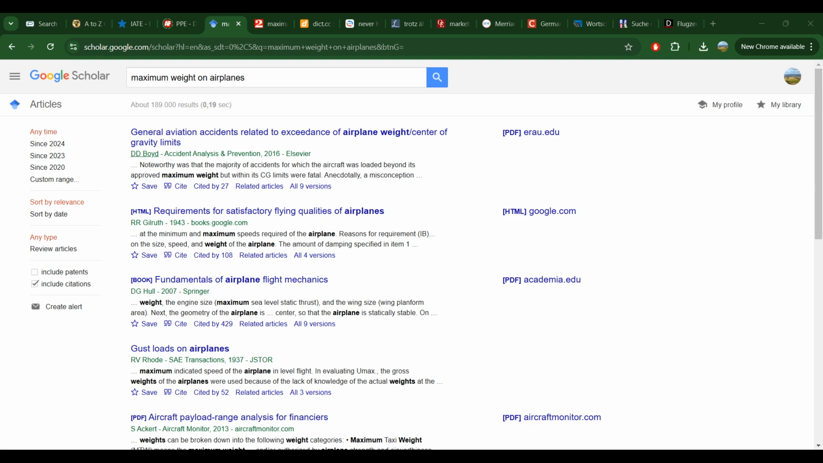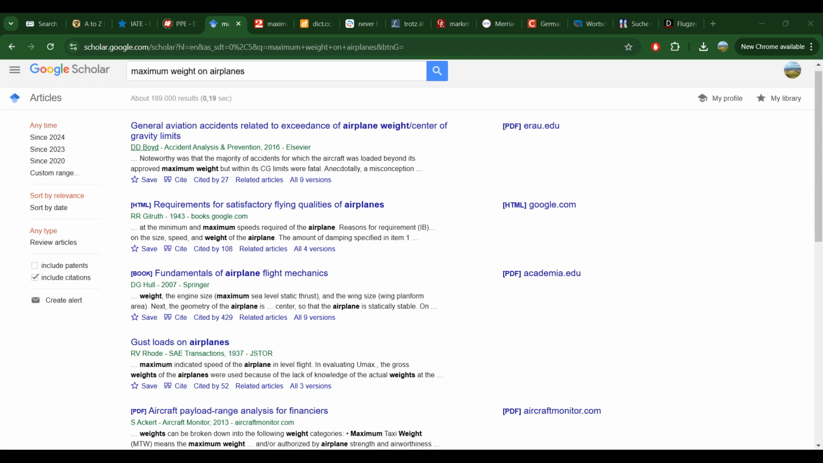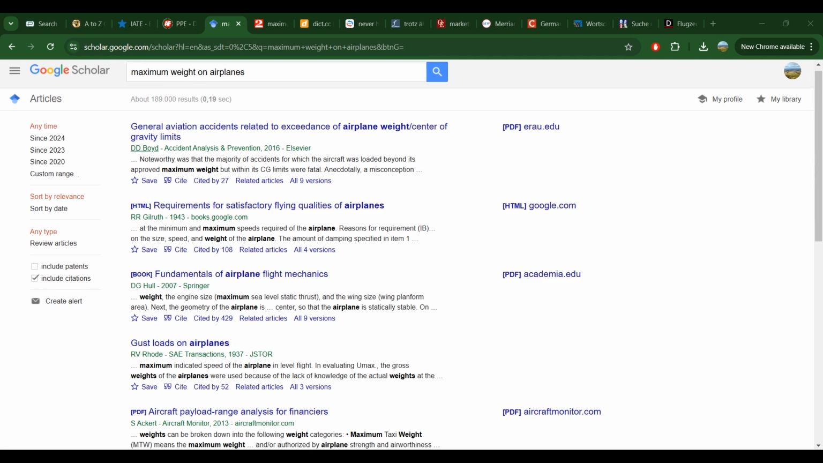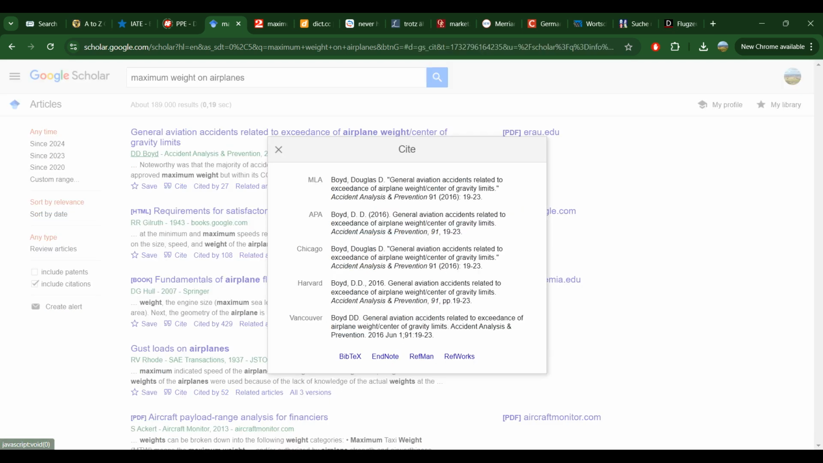General aviation accidents related to exceedance of airplane weight. That's very interesting. I always ask myself, does it really have an impact on the accident rate if people have heavier baggage? Apparently this analysis from D.D. Boyd from 2016 would give you an insight, and then you also see how many times it was cited. It would immediately give you different citing options depending on the citing style guide that you're using.